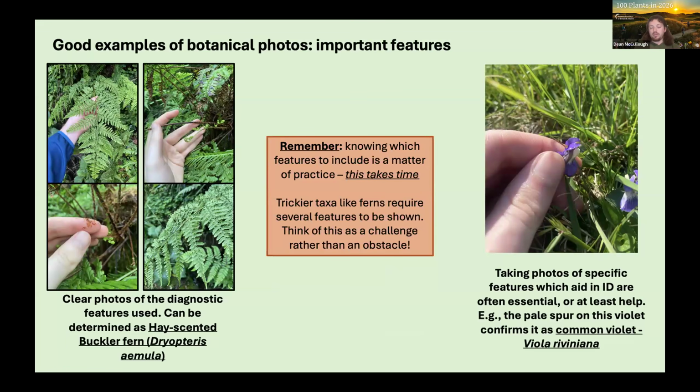A little bit more familiar would probably be on the right, which is the violet. And most people this time of year, especially, will take a picture of the violet face on because it's pretty. But really, it's good to turn it to the side and look at the spur, which is white in this case, and that points me in the direction of it being Viola riviniana, which is the common dog violet. So sometimes it just takes getting down and putting a little bit more effort into the photos that you take, and just take more photos than you need.